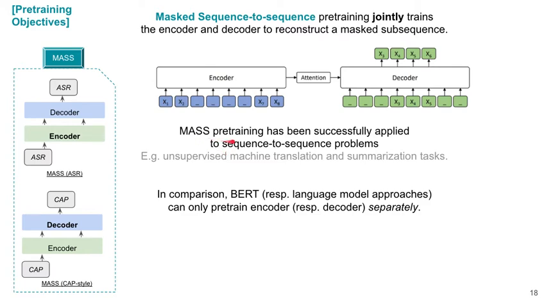We know that masked pre-training has been successfully applied to sequence-to-sequence problems such as unsupervised machine translation and summarization tasks. In comparison, methods such as BERT or language model approaches can only pre-train the encoder or the decoder separately. So this is why we picked the masked pre-training objective. We'll apply it on ASR and caption datasets.